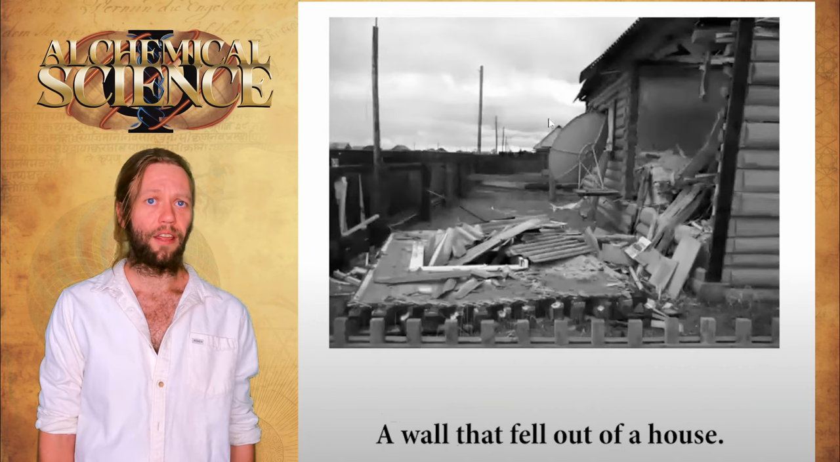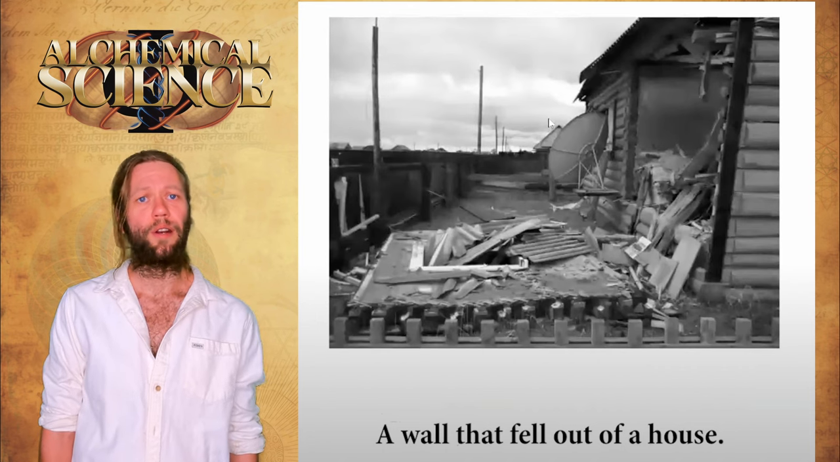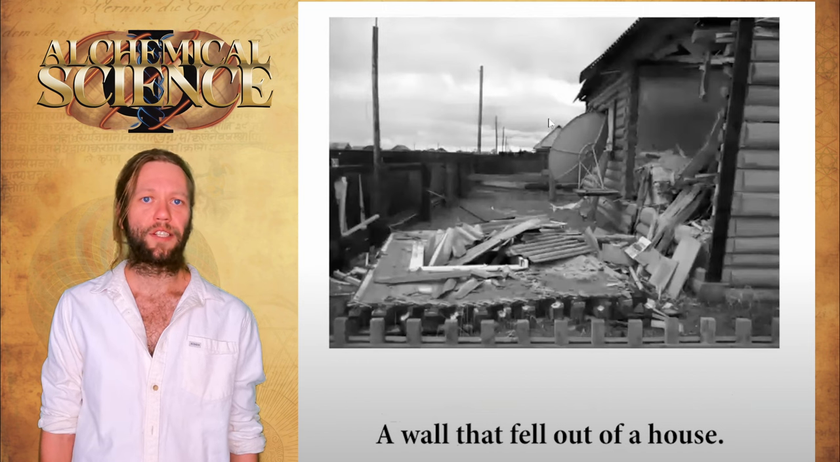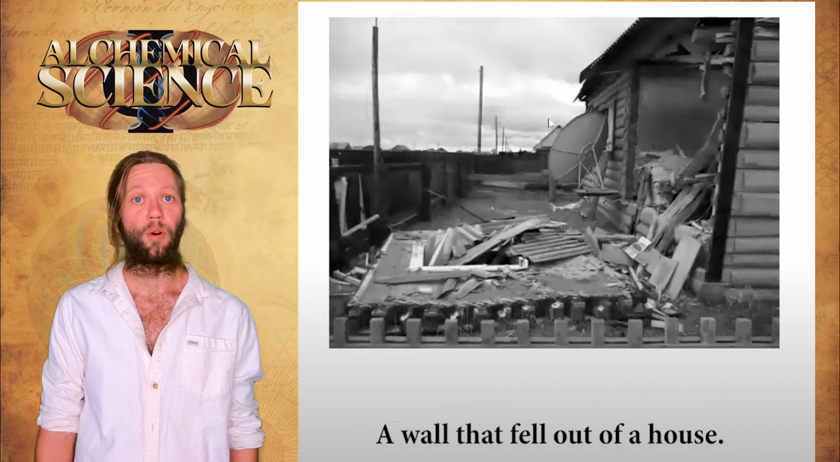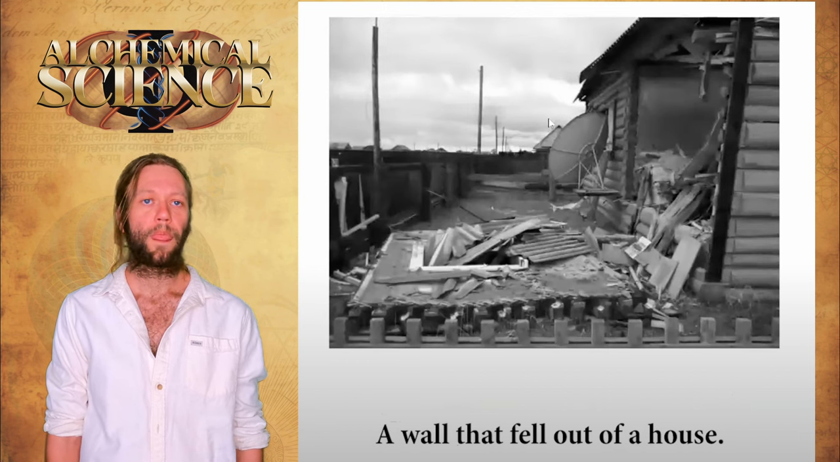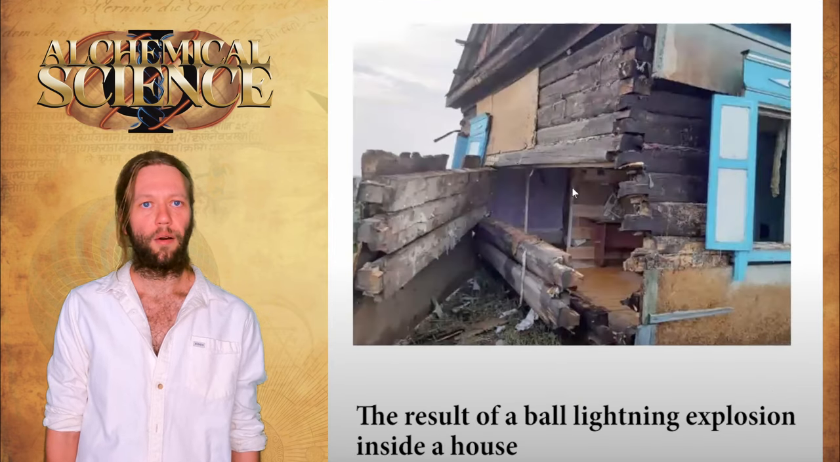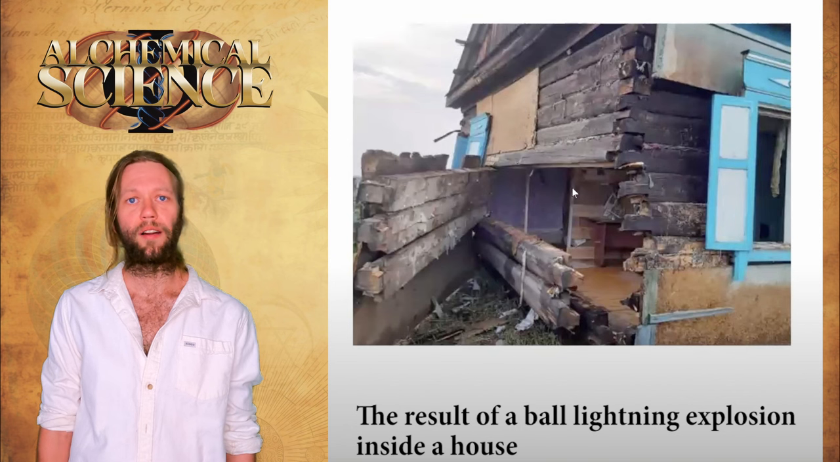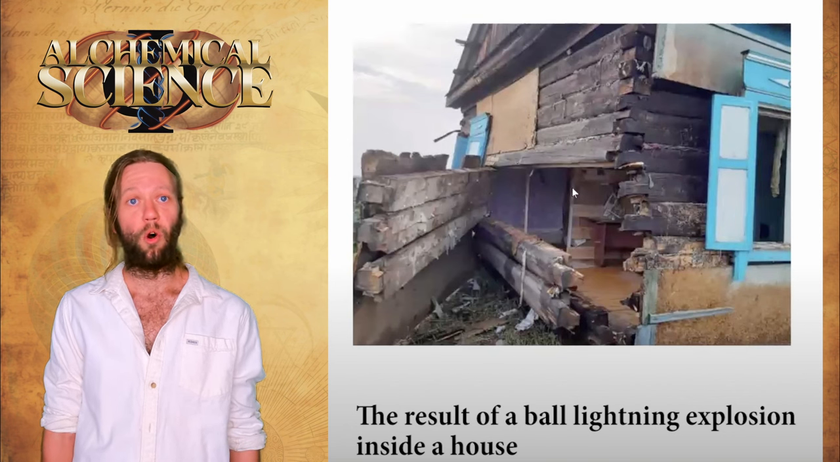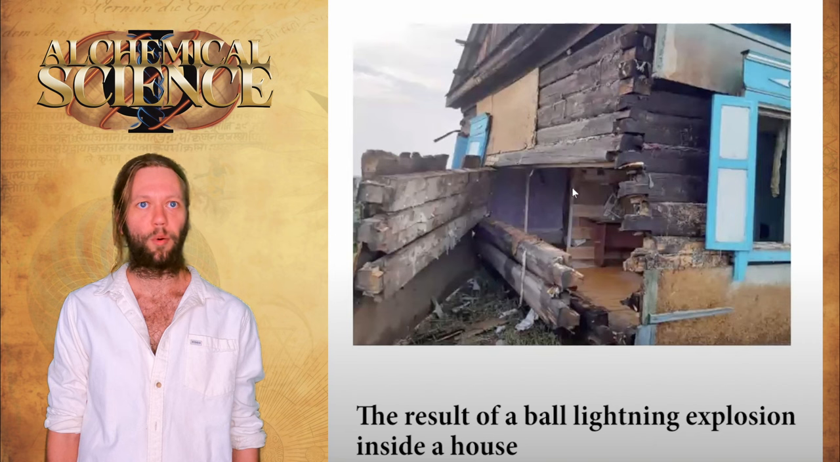We see another photo of a ball lightning explosion in a wooden house, which blew out the wall here. And he says that these cases are fairly common in wooden houses, and they happen and get reported about once a year. So another example here, which is really clear. In this case, the ball lightning exploded and blew out part of the wall. And it appears that the wall was torn apart at the weakest point.